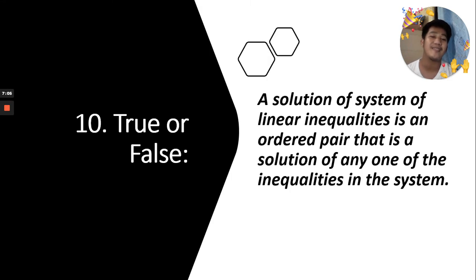Okay. Another is this one, the last one. True or false? The solution of a system of linear inequalities is an ordered pair that is a solution of any one of the inequalities in the system. Is it true or false that it is a solution of any one of the inequalities in the system? That's not true. Okay, so I said the answer. It is not true. Why? It is required for an ordered pair to satisfy both of the inequalities, not just any one. Okay? Both of the inequalities.